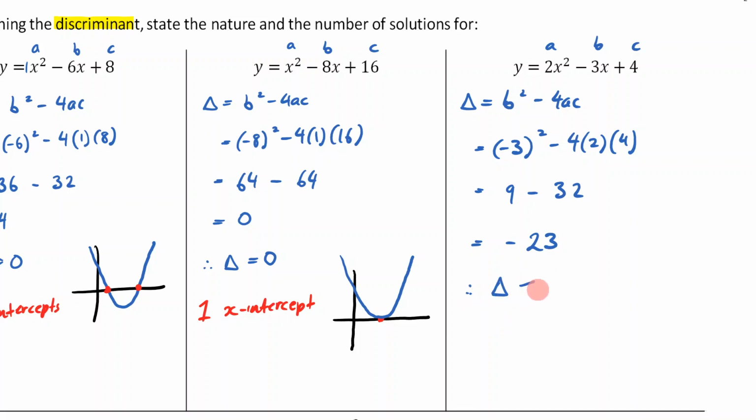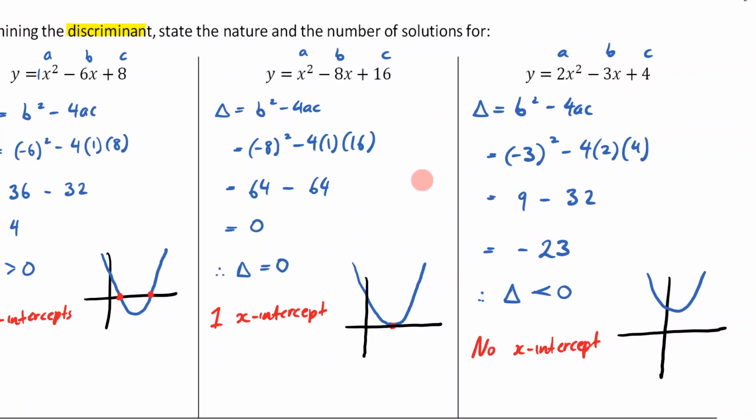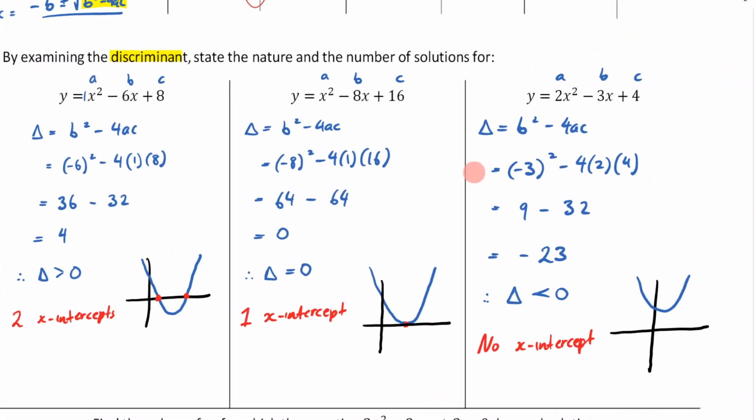Therefore, my discriminant is less than 0. And if my discriminant is less than 0, that means I have no solutions. So in other words, it never touches the x-axis, or it has no x-intercepts, to say it another way. So I could come here, and again, I don't know what this looks like. All I know is that it's not going to touch the x-axis. So I'm therefore going to say no x-intercept. And that is the basics of how you can use the discriminant to tell you how many solutions something has.